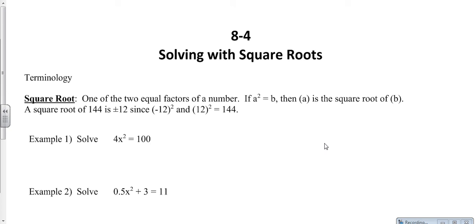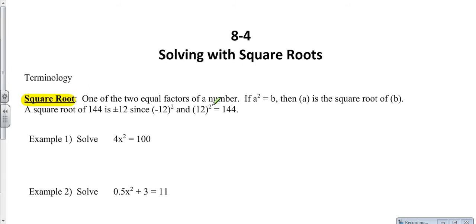This is lesson 8.4, solving with square roots, and this is a little bit different than your notes, so I'll explain through this one, but the examples are the same. Solving with square roots. So we're going to talk about solving equations, and we've solved many types of equations in the past. But we're going to focus on this type of equation because of its necessity for later on.